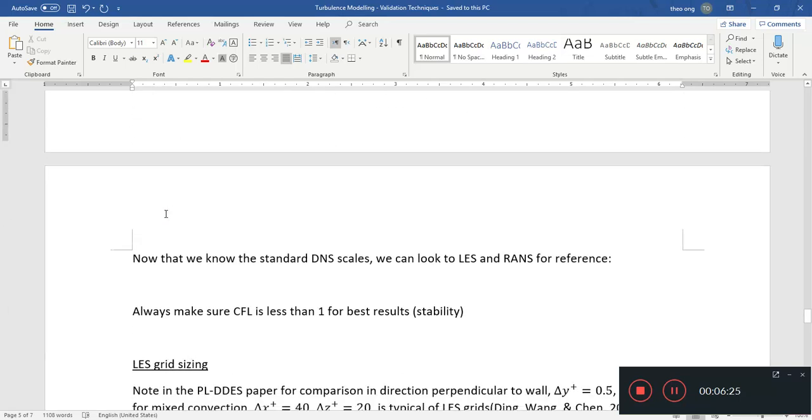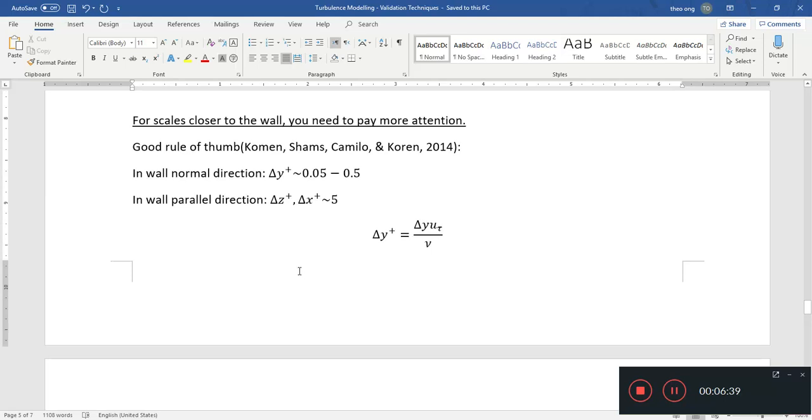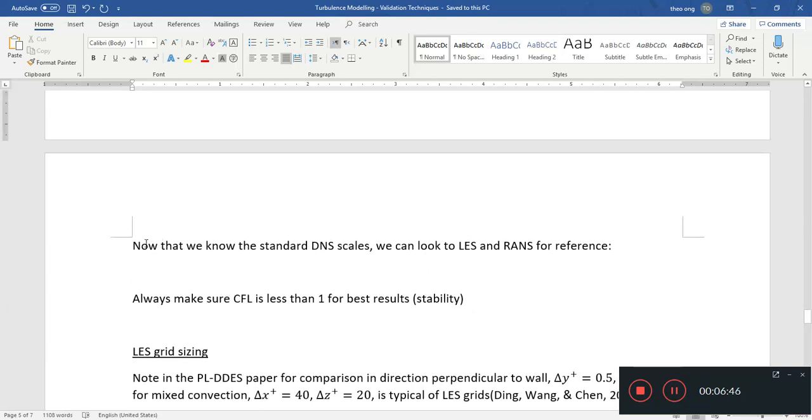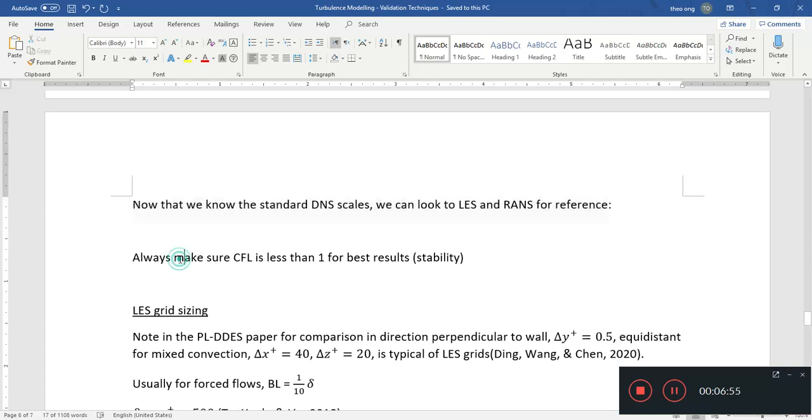All right. So now that we know the rough standard for DNS using the Kolmogorov scales, and of course these wall units, we can roughly take a look at what the LES and RANS grid spacings look like. Okay, so this is for standard DNS scales, and this will be our reference to compare for LES and RANS. And of course, always make sure that your Courant number is less than 1 for the best results in stability.